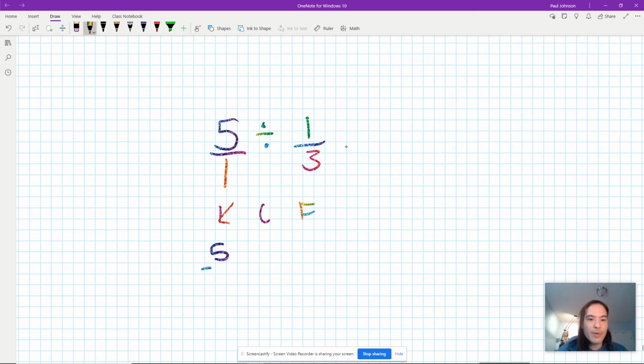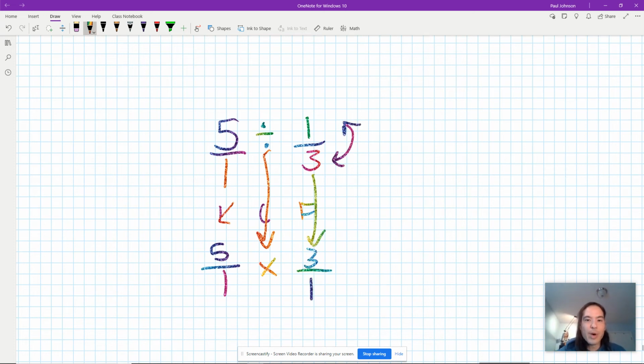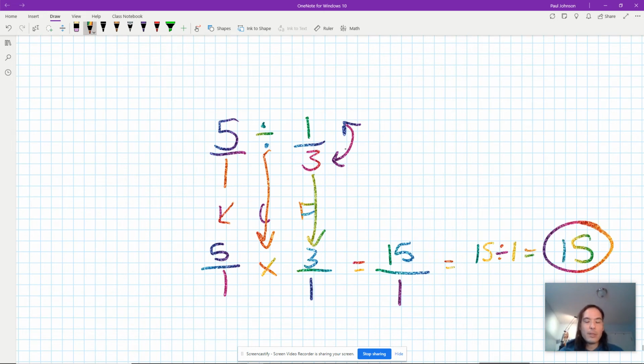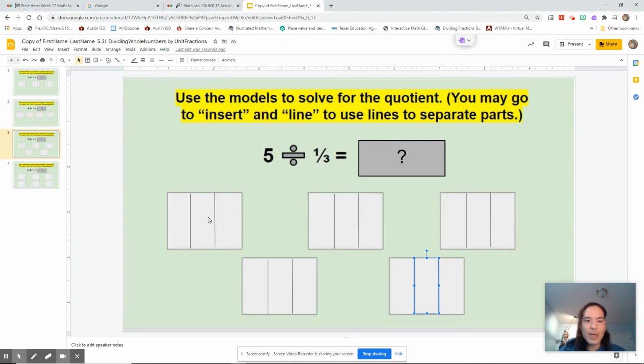So we're going to keep the first fraction the same, change the division sign to multiplication, and then flip our second fraction. So our numerator is going to go on the bottom and our denominator is going to go on top. Then it's multiplying fractions: top times top, 5 times 3 equals 15, bottom times bottom, 1 times 1 is 1, and before it's time to say goodbye, don't forget to simplify. 15 divided by 1 is 15. So, it matches. We have 15 pieces.